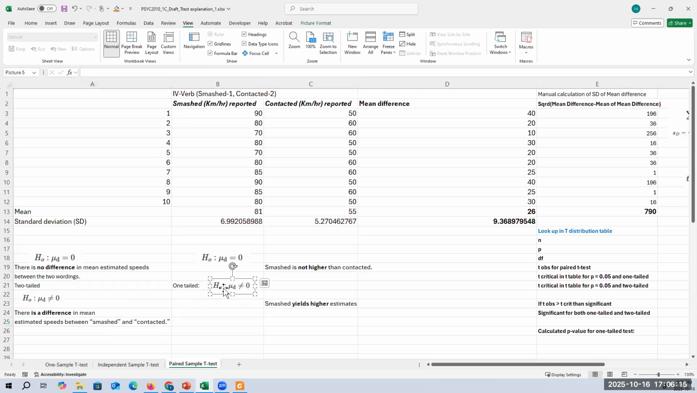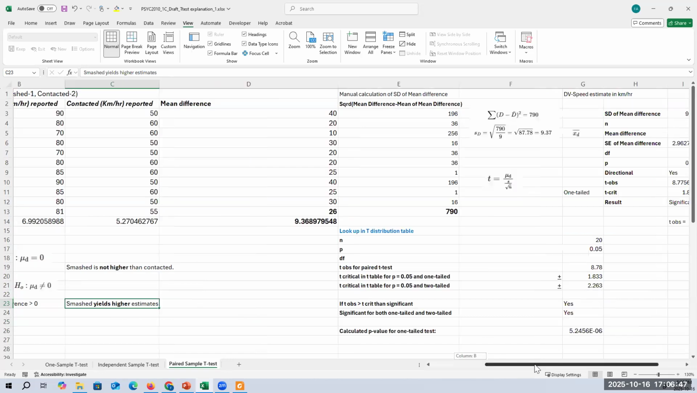Now, if you do one-tailed alternative hypotheses, here we have the difference, so this is actually a two-tailed test. For the one-tailed one, I would say the mean difference is greater than 0. That would indicate that smashed yields higher speed estimates than the word contacted, right?